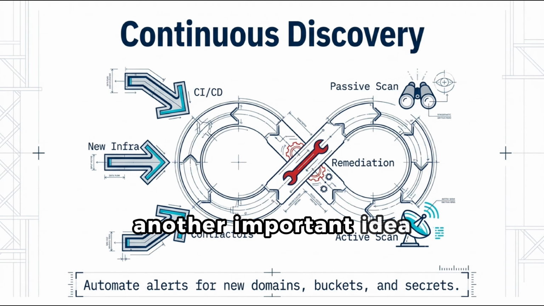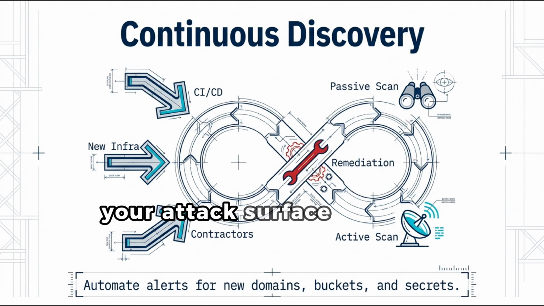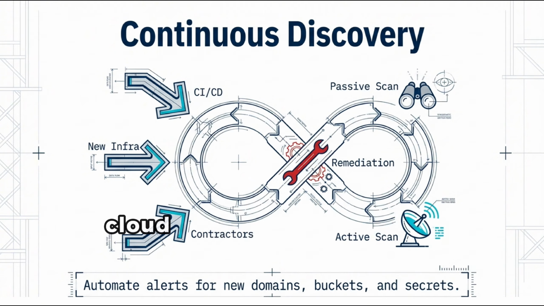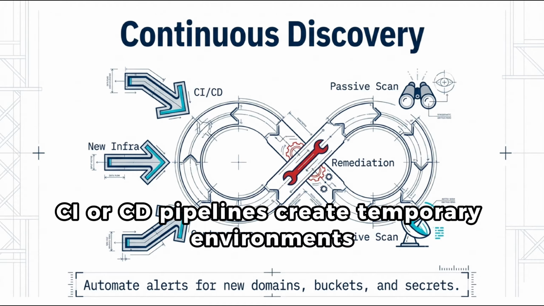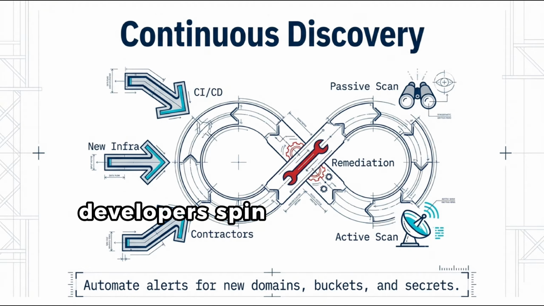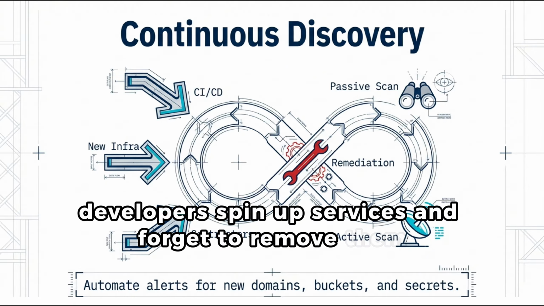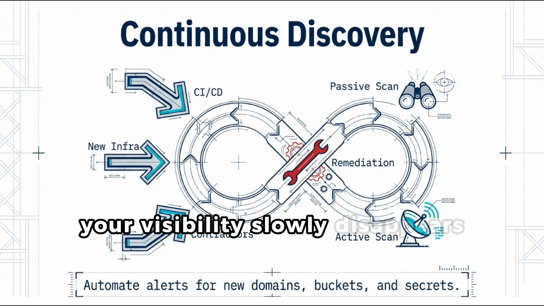Another important idea is that enumeration isn't a one-time activity. Your attack surface changes constantly. Cloud infrastructure evolves. CI or CD pipelines create temporary environments. New integrations connect systems together. Developers spin up services and forget to remove them. If discovery isn't continuous, your visibility slowly disappears.